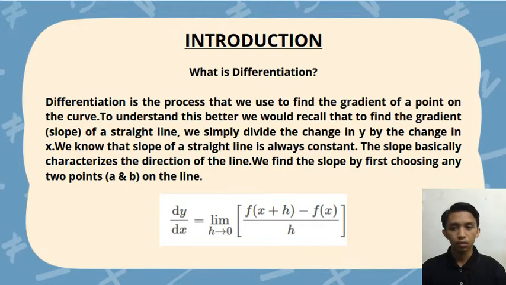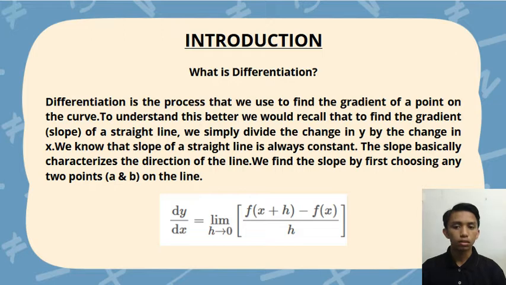Introduction. What is differentiation? Differentiation is the process that we use to find the gradient at a point on a curve. To understand this better, we should recall that to find the gradient of a straight line, we simply divide the change in y by the change in x. The slope of a straight line is always constant. The slope basically characterizes the direction of the line.